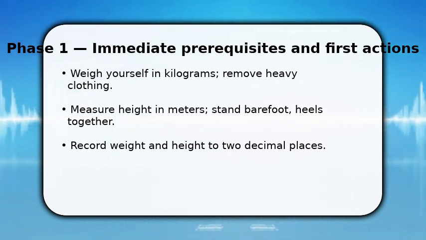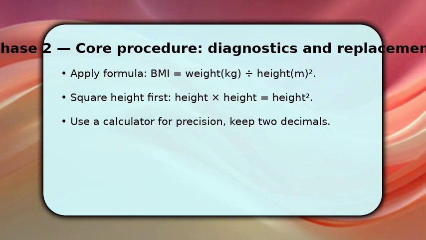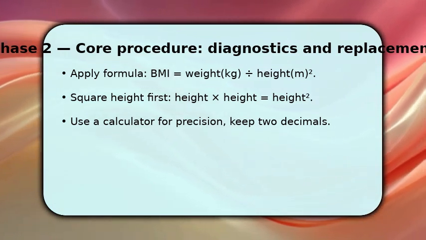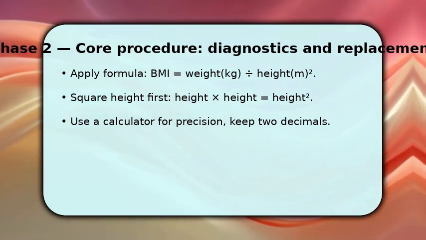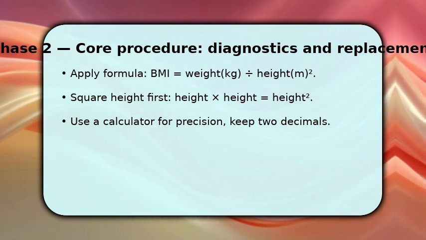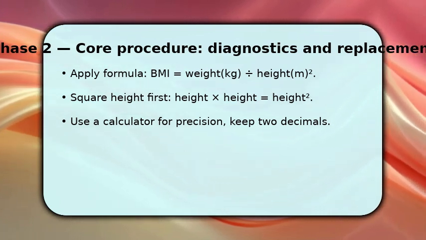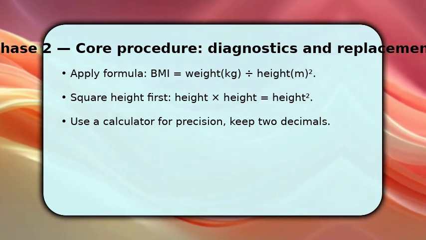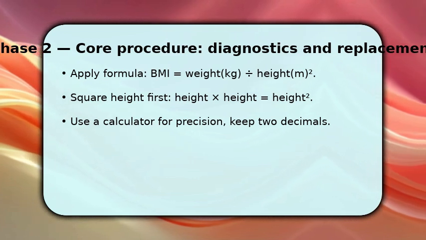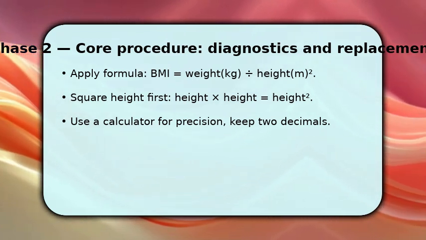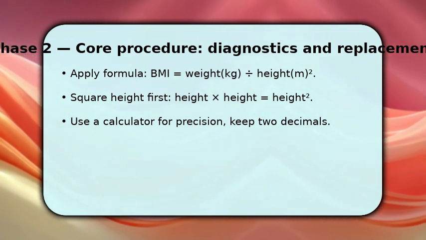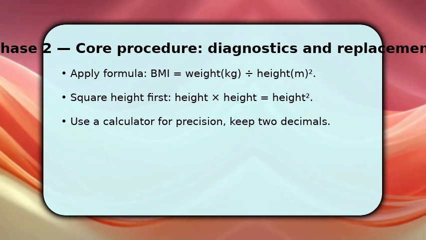You perform the calculation: take weight in kilograms and divide by height in meters squared. First square the height, multiply 1.75 times 1.75 to get 3.06 m2, then divide 70.50 by 3.06. Once done, write the result with 2 decimals. This gives consistent comparisons. Make sure to use the correct order, weight divided by the squared height, not the other way around, because that changes the ratio. If you prefer, enter weight and height into a calculator app.